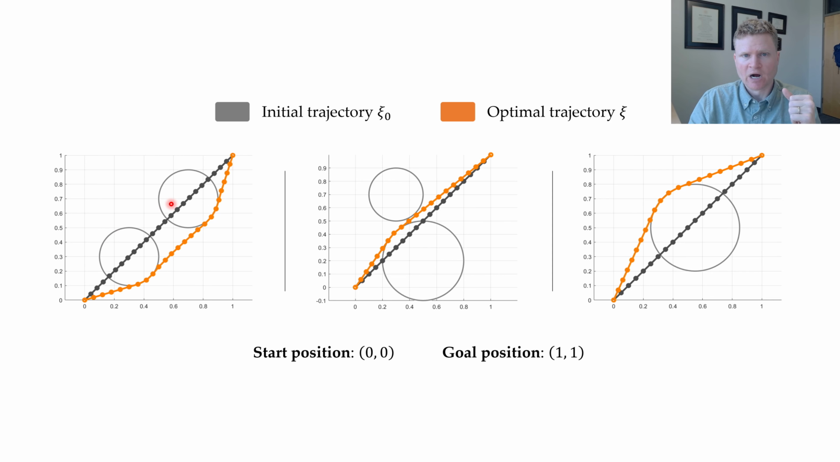These circles represent obstacles, so my robot should not go within these circles. The gray line shows my initial trajectory. For each of these, I just guessed, what about a straight line, right? I had a pretty naive guess of what the trajectory should be. And then I performed trajectory optimization in order to find these lines that you see in orange.